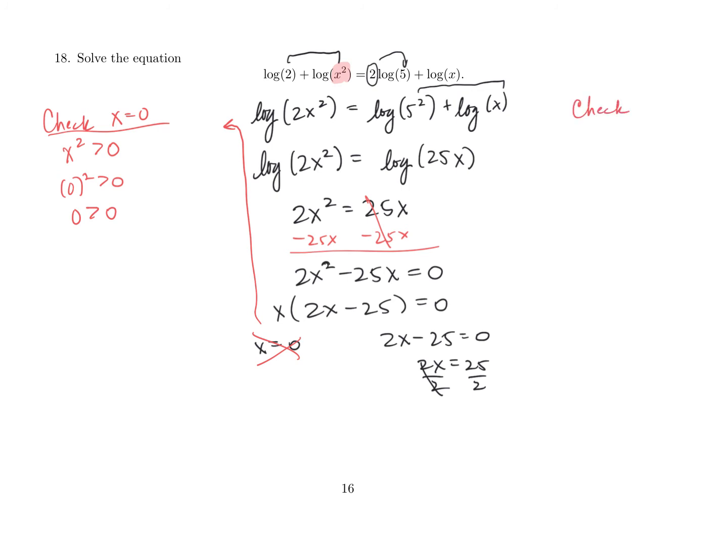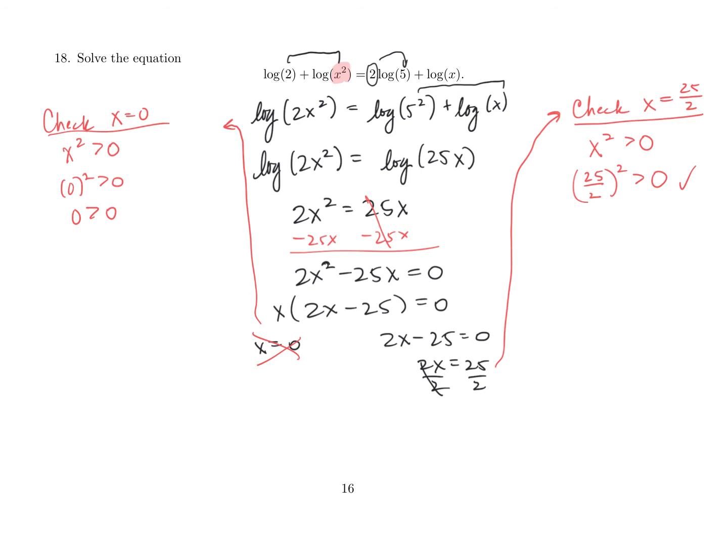All right, I'm going to check my other possible answer. So 25 over 2. So x squared has to be greater than 0. So if I square 25 over 2, that's going to be positive still. So that checks. Okay, then I go down the row, and 5 is what I'm taking the log of next.